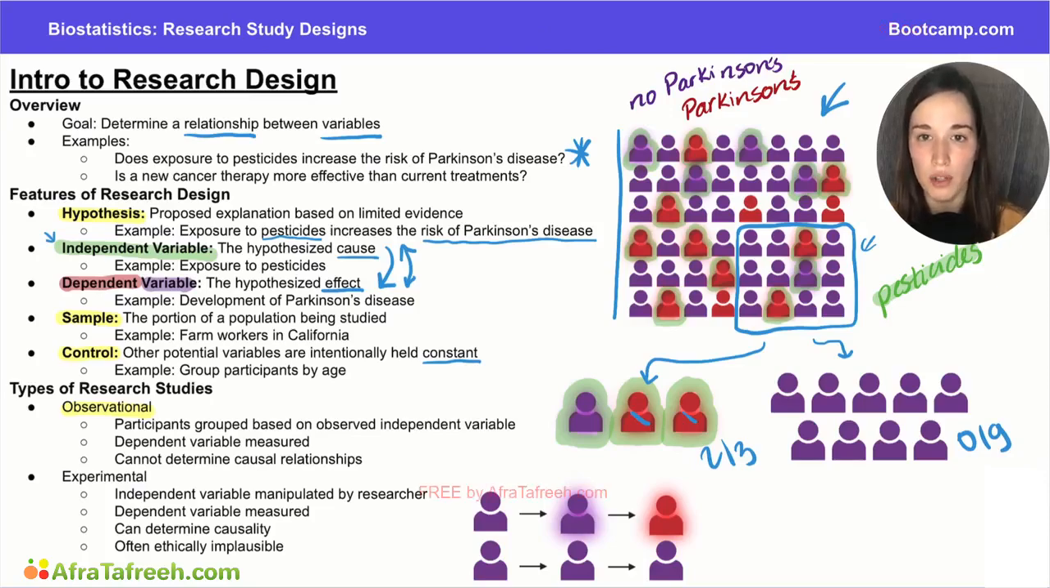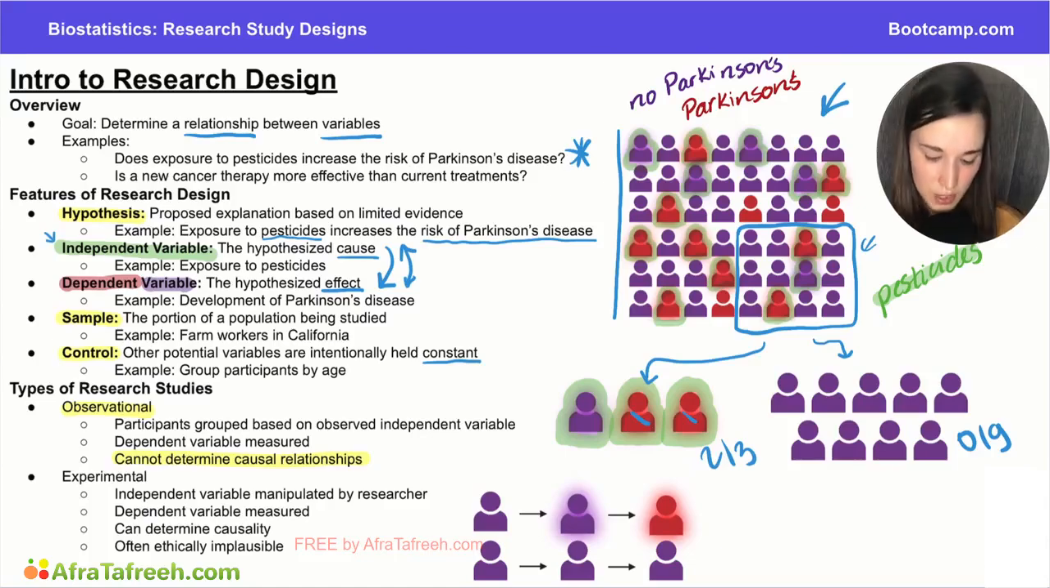While this can certainly give us a lot of information about the relationship between pesticides and Parkinson's, something that's really important to remember is observational studies cannot determine causal relationships. This goes back to that concept of control we were talking about before. Because in an observational study, researchers are simply selecting participants and observing what is happening in their environment without changing anything or manipulating anything, it can be really difficult to control.